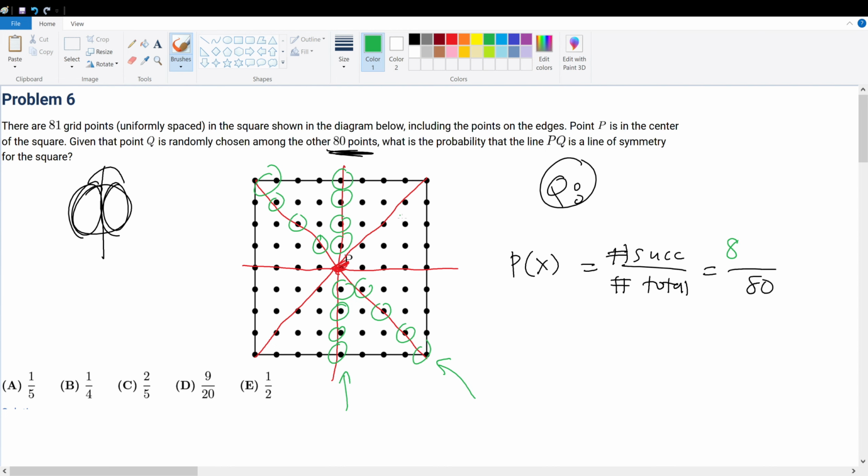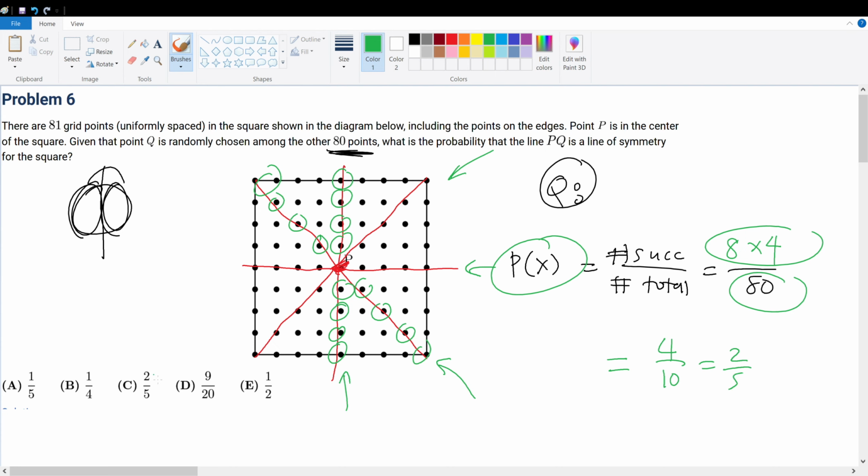So how many lines do we have? We have 1, 2, 3, 4 lines. So we have 8 times 4. This is our total number of successes. This is our total. Therefore, it satisfies this definition of our probability. So this is our correct answer. That's 4 over 10. That's 2 over 5. Your final answer is answer choice C.